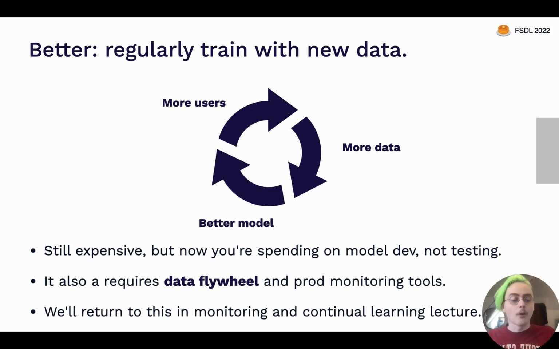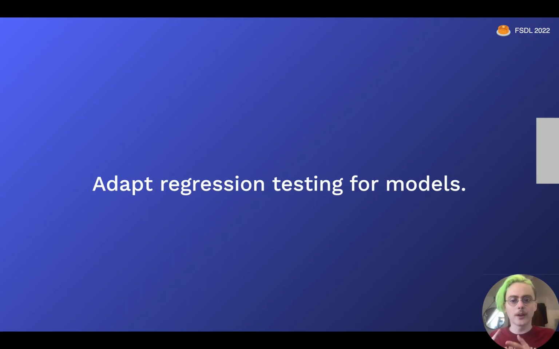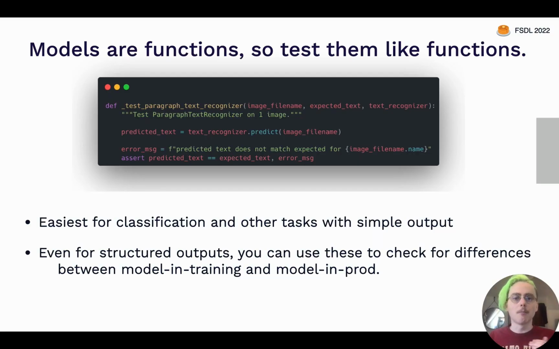Having this set up requires the data flywheel that we talked about in lecture 1. And that requires production monitoring, tooling, and all kinds of other things that we'll talk about in the monitoring and continual learning lecture. Lastly, for testing our models, we're going to adapt regression testing. At a very base level, models are effectively functions. So we can test them like functions. They take in inputs, they produce outputs. We can write down what those outputs should be for specific inputs and then test them.